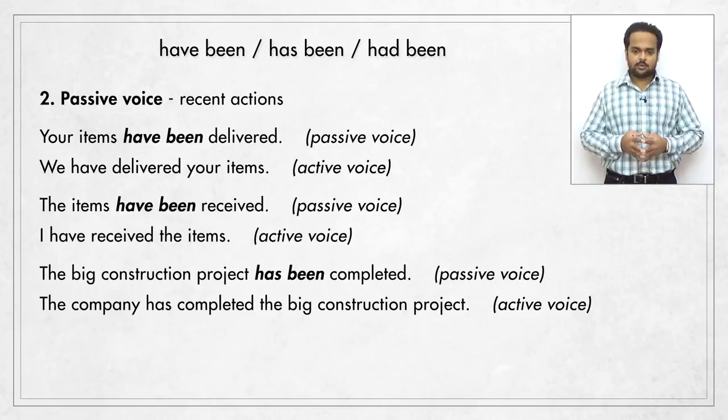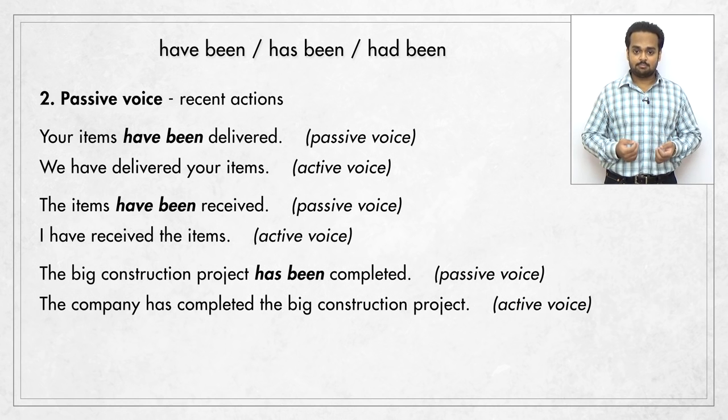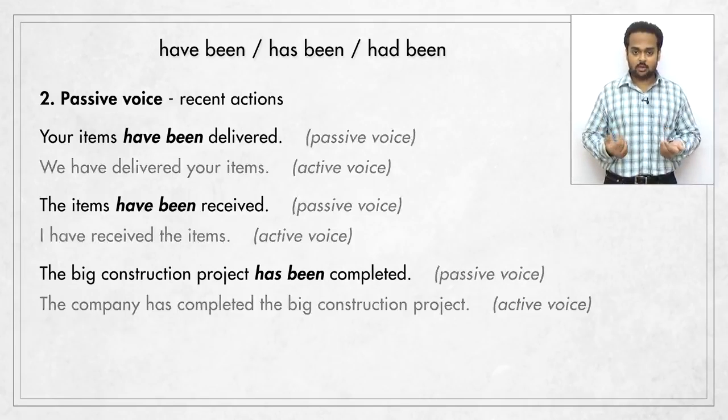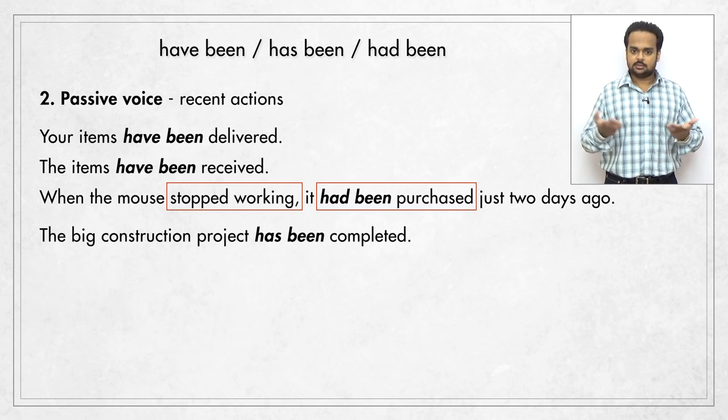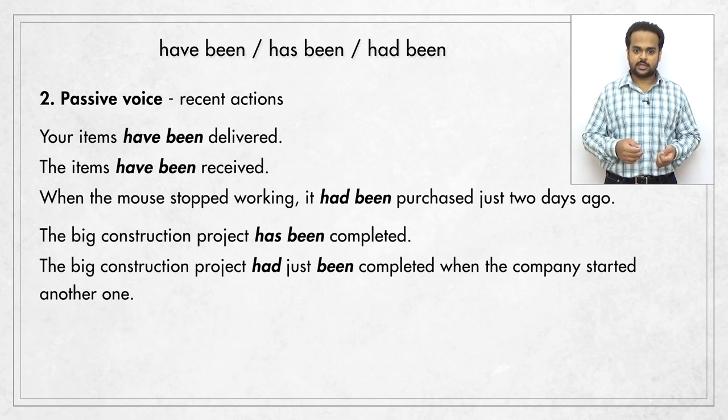Very simple. Okay, but how do we use had been in the passive? Again, we only use it if there were two actions or events in the past. Remember the mouse that I bought online? Unfortunately, 2 days after I got it, it stopped working. Such a shame. So now I can say, when the mouse stopped working, it had been purchased just 2 days ago. Notice that we indicate the first event with had been. It had been purchased just 2 days ago. And the second event with just the simple past tense. The mouse stopped working. With had been, you can mention the time, 2 days ago. For the second sentence, we can say the construction project had just been completed when the company started another one.